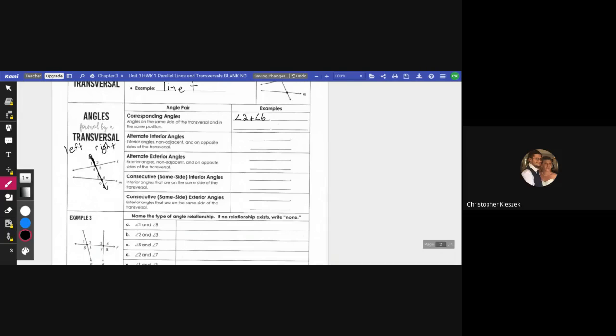How about angle 3? Angle 3 corresponds to angle 7 because angle 3 has a line on the top and a line to the left. Angle 7 has a line to the top and a line to the left. Now let's work on the left side. Angle 1 is corresponding to angle 5, and angle 4 is corresponding to angle 8 for the same reasoning.